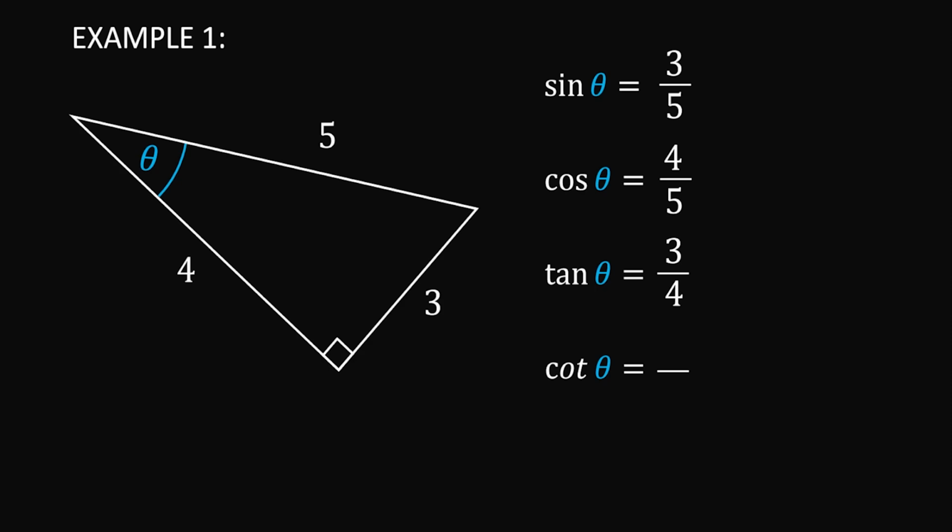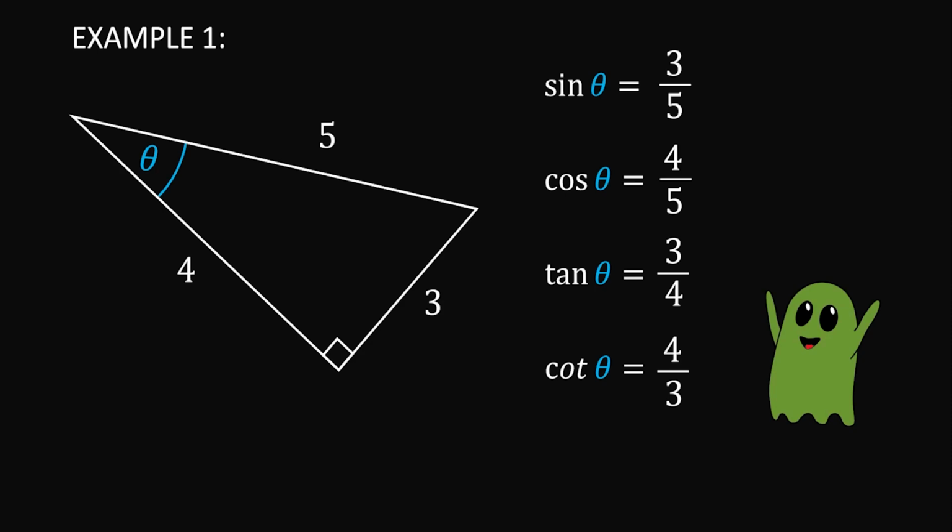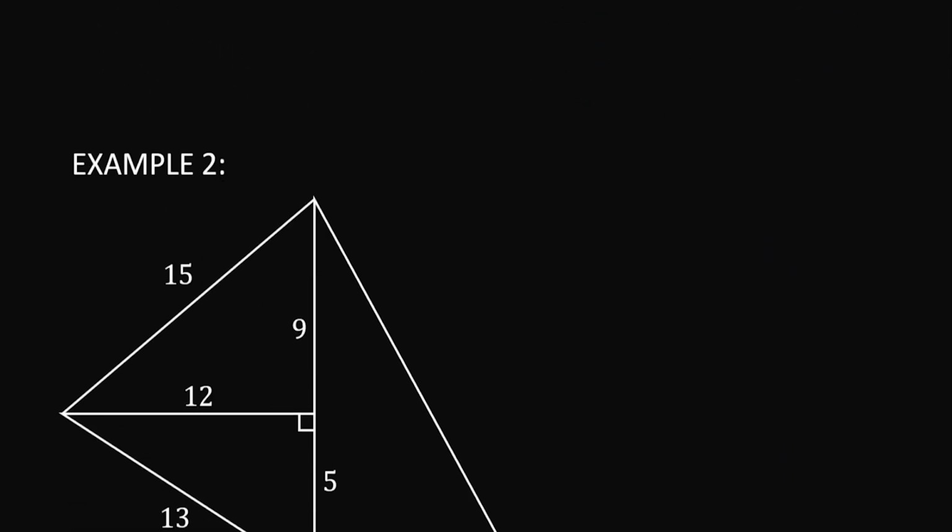For the cotangent, we will just switch the values of the tangent and put it into the cotangent, and we will get that the cotangent of theta is 4 over 3. And like that guys, we have all the values of the angle theta of this right triangle. Let's try another example, this time a little bit more difficult.